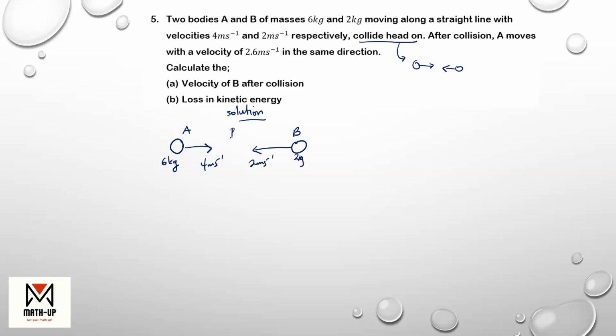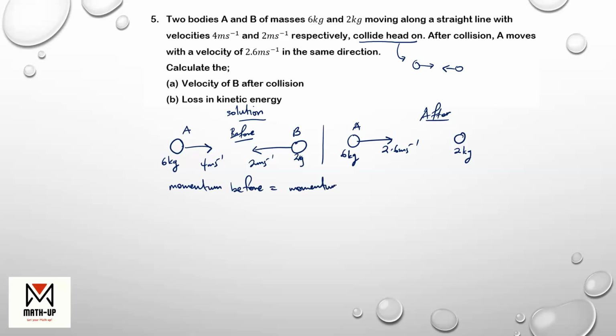So this is before. Then what happens after? After, they are saying A moves in the same direction at a velocity of 2.6 meters per second. And we don't know what is going on with B. We do not know whether B goes towards the left or towards the right. That's what we are going to find out when we find our velocity. So we shall use the momentum equation, that the momentum before has to equal the momentum after. In other words, there's momentum conservation. Otherwise, energy is not conserved, and we are going to see that.